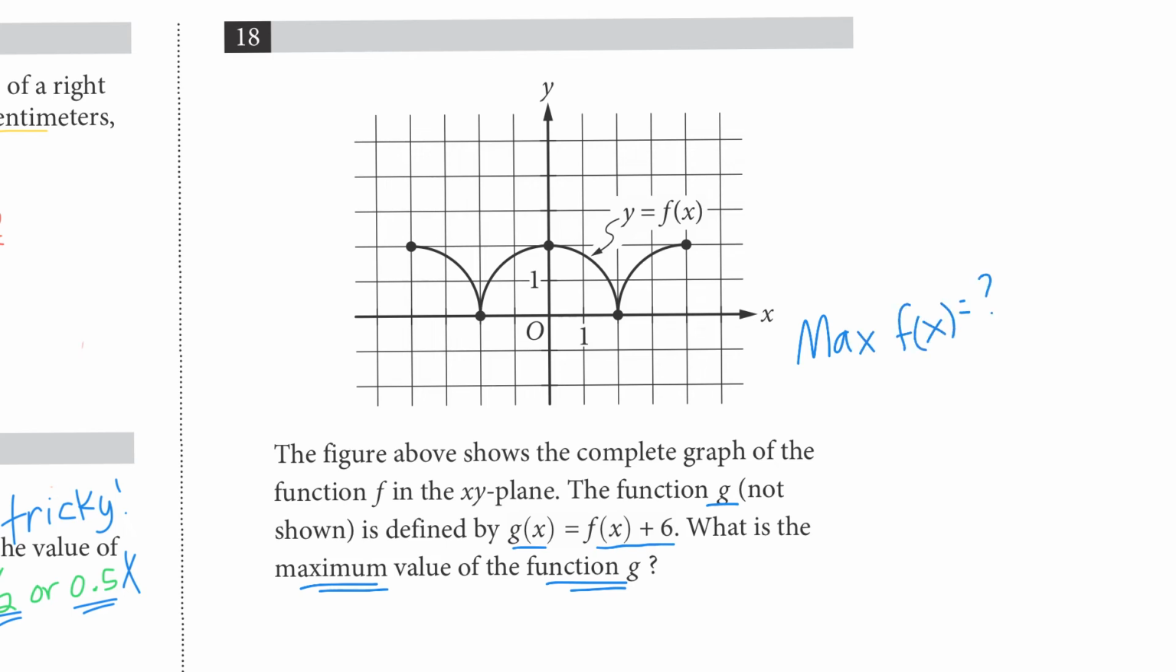Okay, the maximum value would be here, or here, or here. And regardless, the maximum value is going to be a horizontal line going through those 3 points, and it looks like that would be 2. What this plus 6 does is that it moves everything up 6 units. It's a vertical translation. So if the maximum here was 2, and g of x is going to be 6 more than that, all you need to do is add 6 more to the 2 that you already had, and so the maximum value of g is 8, and that was the answer for number 18.